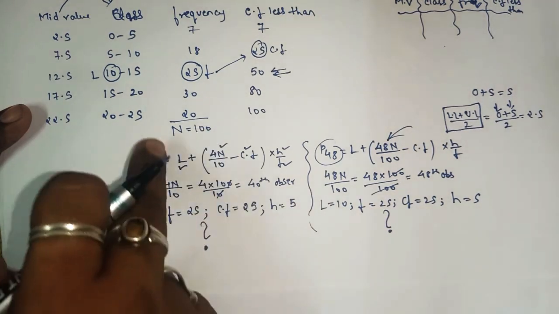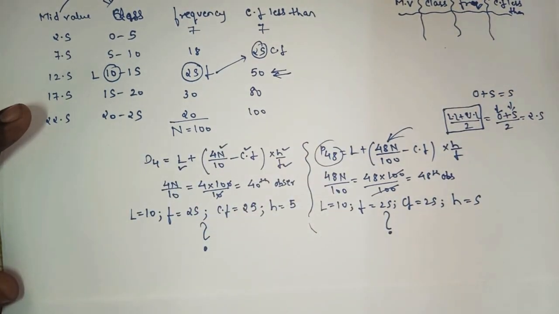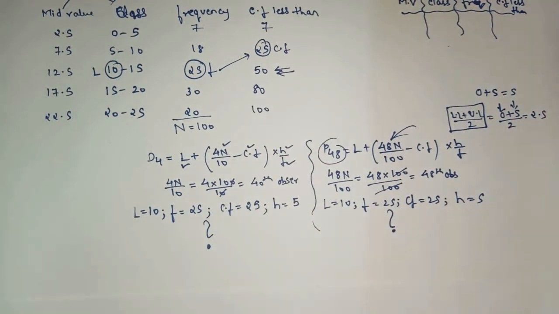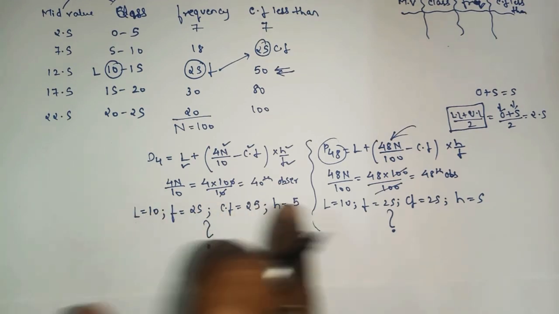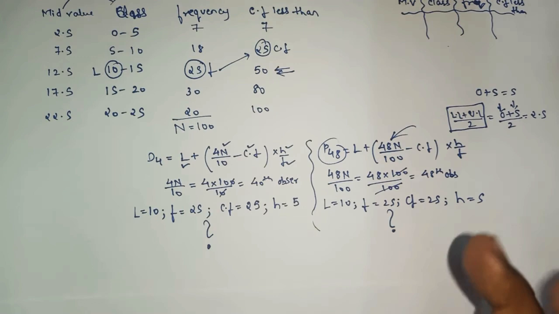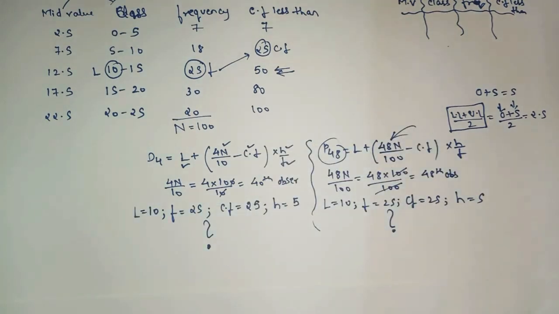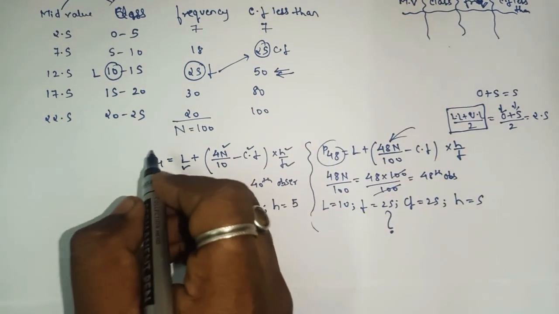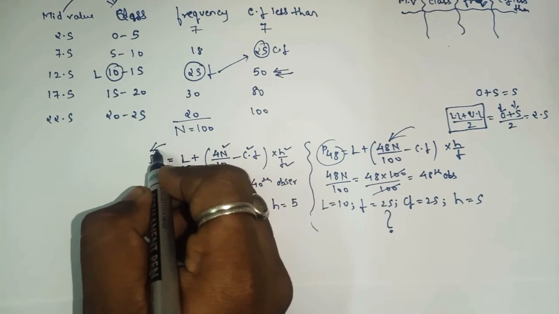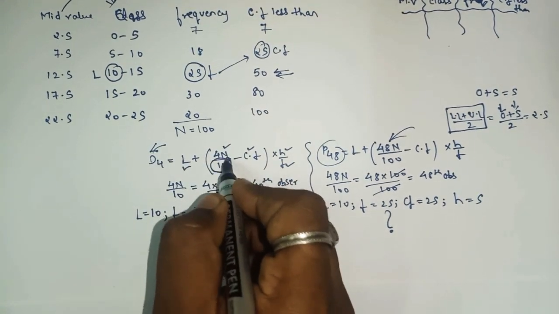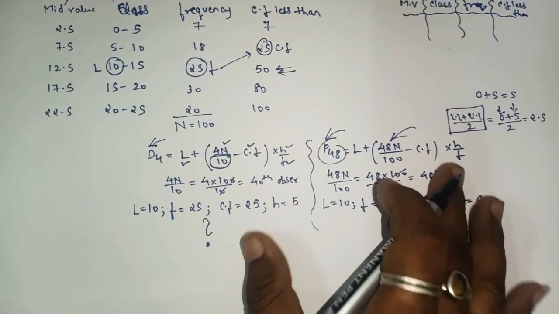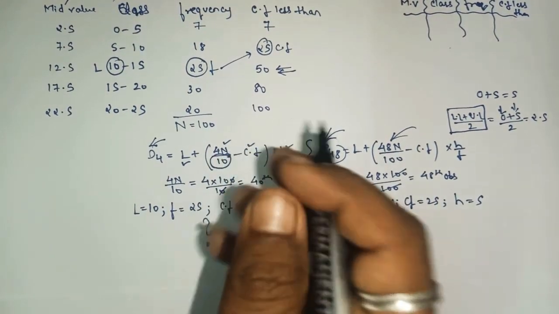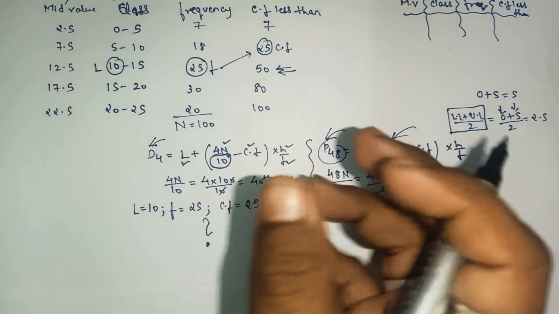So the final answer for D4 and P48 will be the same, yes or no? You will all think that, as here we have L, F, CF and H the same, of course the final answer will be the same. No, the sum is actually based on deciles. So here we have 10, percentile, so here we have 100. So of course whatever the answer is, it will be somewhere near it.